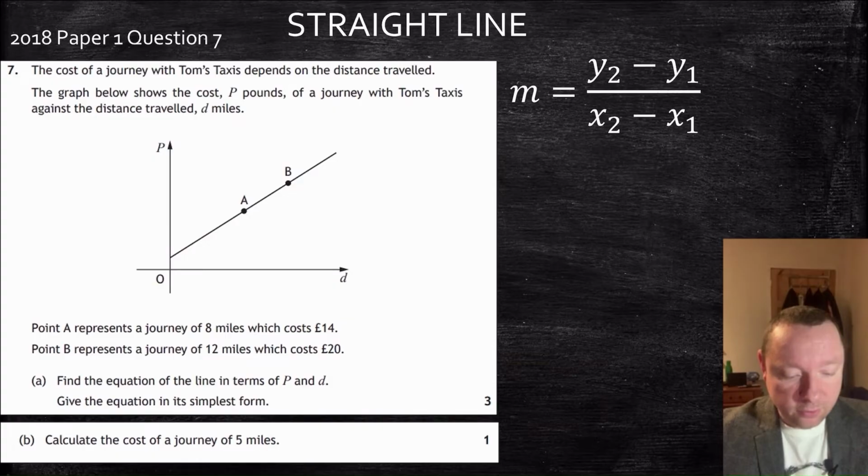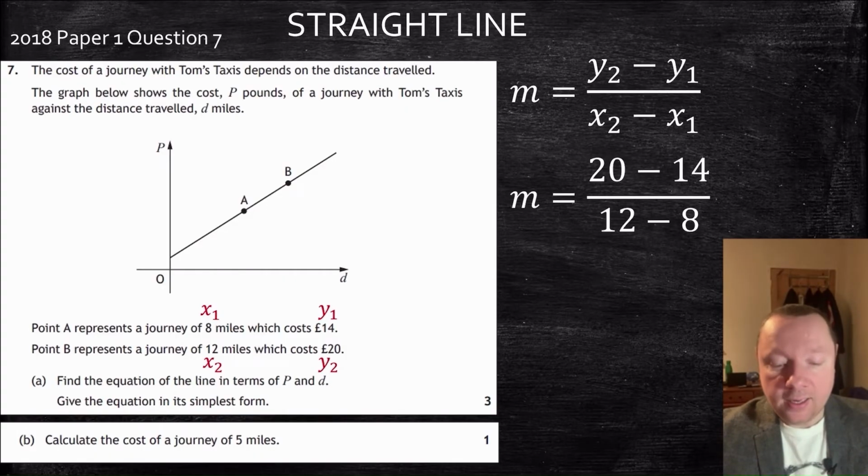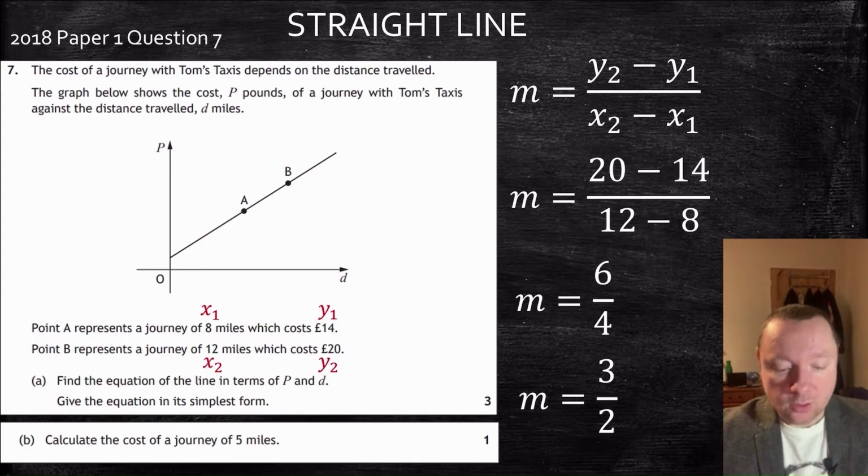So here's our gradient formula. Our first point is 8 and 14. So there's my x1 and y1. And my second point was 12 and 20. So there's my x2 and y2. Substituting that in, you get 20 minus 14 on the top and 12 minus 8. So that gives me 6 over 4. Always simplify fractions. 3 over 2. So that's me got my gradient.